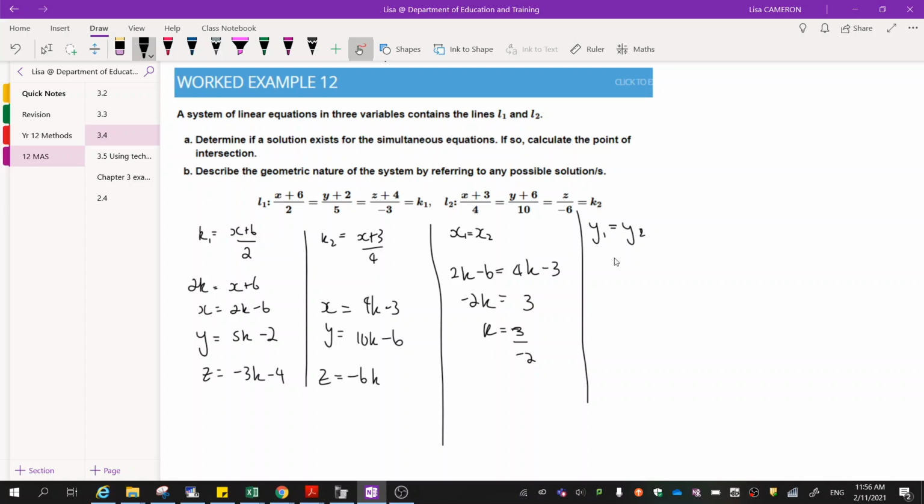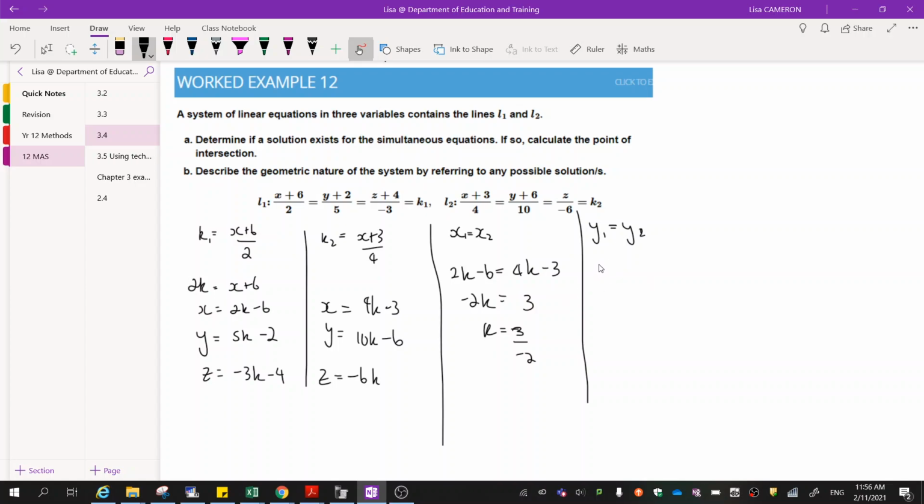Otherwise, the other ones that I can look for are whether they're going to be parallel, meaning that they'll have no solutions, or whether they're pretty much the same line, which means that they'll have an infinite number of solutions. That would be that their gradients and their intercepts would all be the same.